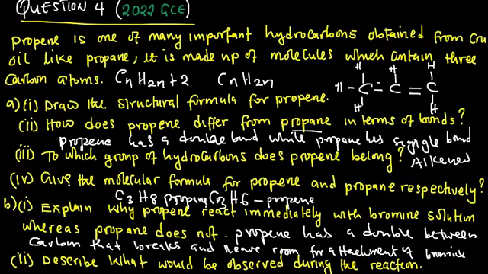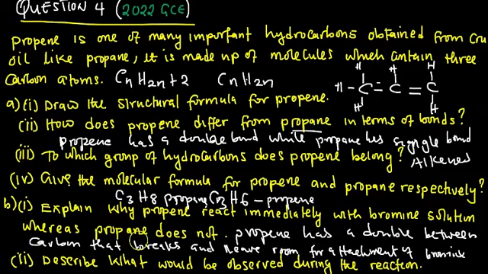Whereas propane does not have a double bond, so it is non-reactive in short. So that is the reason why propene reacts immediately with bromine solution, because the bromine solution contains bromine. So bromine from the solution reacts with propene because of this double bond. That is how you can look at it.